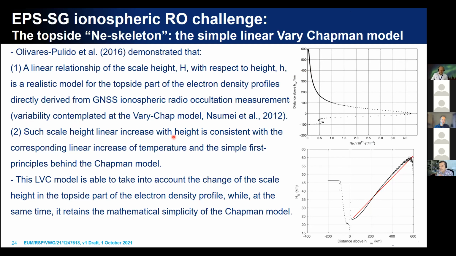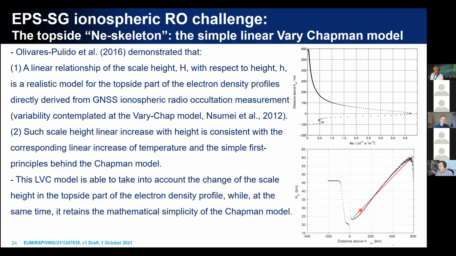in 2016, Germán Olivares Pulido et al. showed that the top side of the electron density profiles follows very well a Chapman model with a linearly increasing scale height, following a particular case of a more general model developed in 2012 by Sumei. So this was the first time demonstrated from the COSMIC radio occultations. This provides us a sort of skeleton to fill the gap of this blind region of 300 kilometers, from 800 to 500.